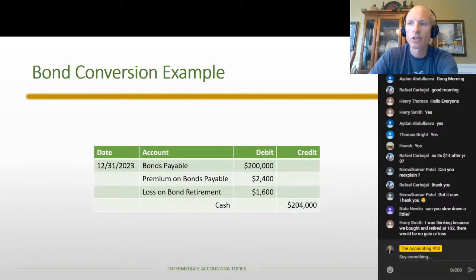So Harry asked a good question. Since they were issued, not bought, but I understand what you mean, since they were issued and retired at the same price, why is there a loss? And the reason why is because of the amortization process.